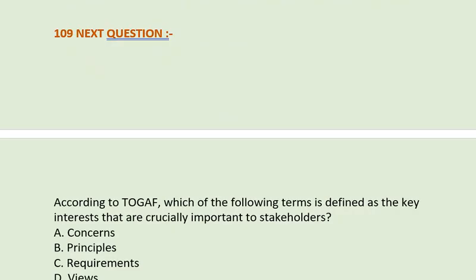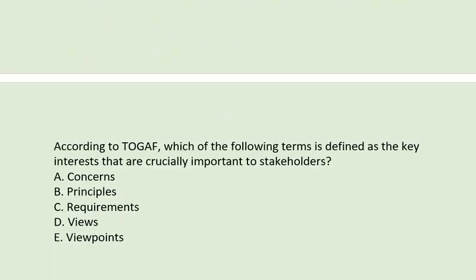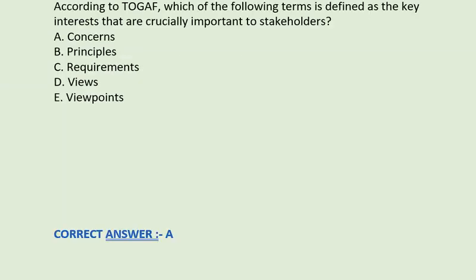Question is, according to TOGAF, which of the following terms is defined as the key interests that are crucially important to stakeholders? Option A, concerns. Option B, principles. Option C, requirements. Option D, views. Option E, viewpoints. Correct answer is option A.